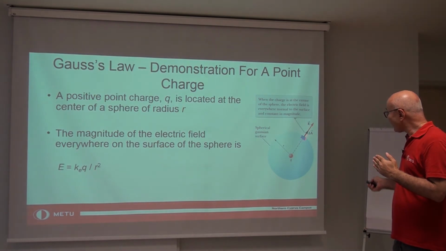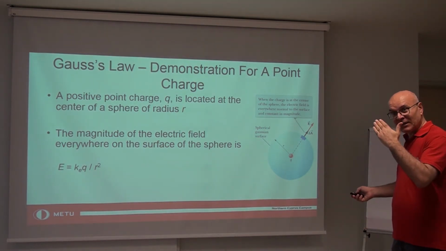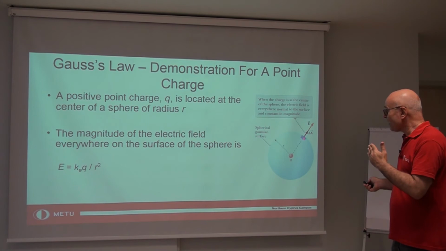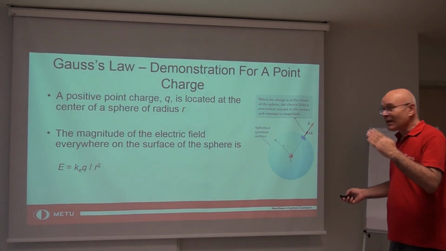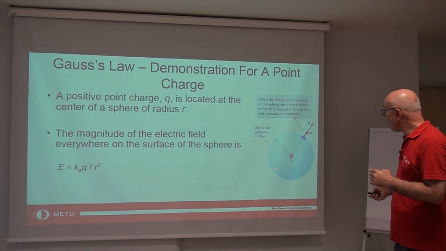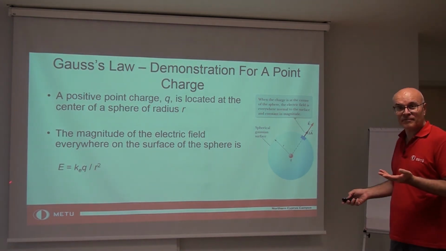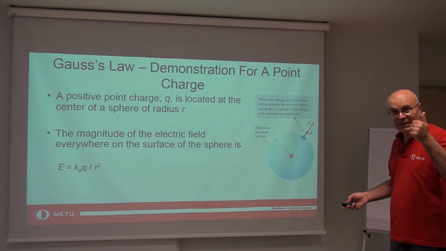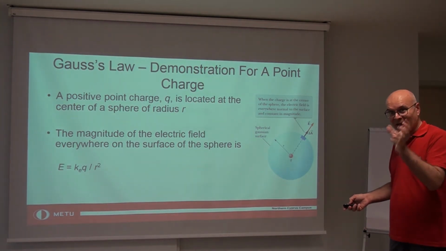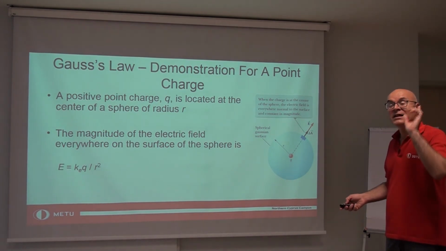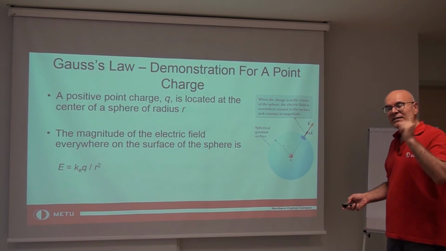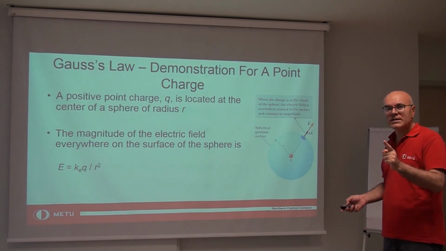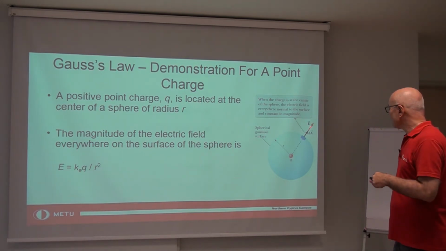So actually r hat, the direction of the electric field, and delta A that we use in Gauss law are parallel. And this applies for all delta A's on the sphere. Sorry, the electric field is not uniform, but its magnitude is uniform on the surface. The direction of the electric field at all points on the surface is parallel to delta A.